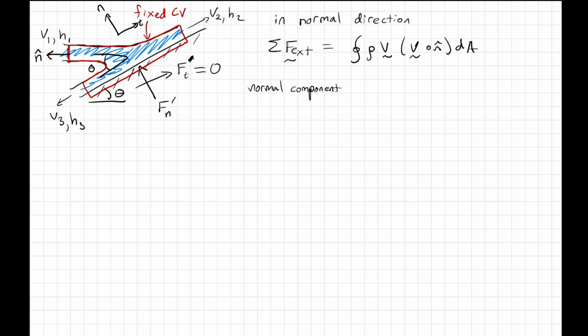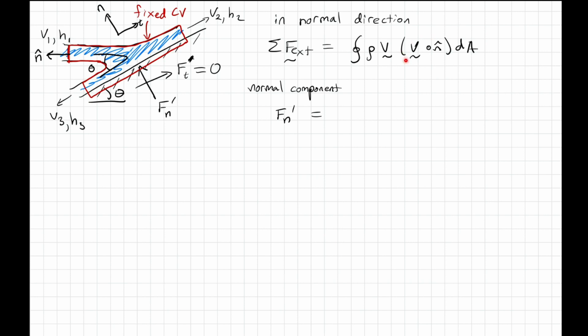So in that case, our external force, which is just the normal force acting on the bottom of the plate, is equal to the sum of the fluxes coming into our various surfaces. So we've got fluxes here, here, and here.